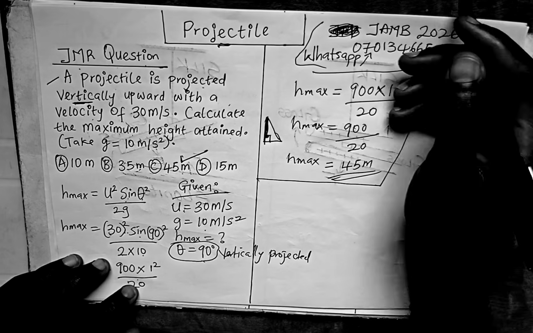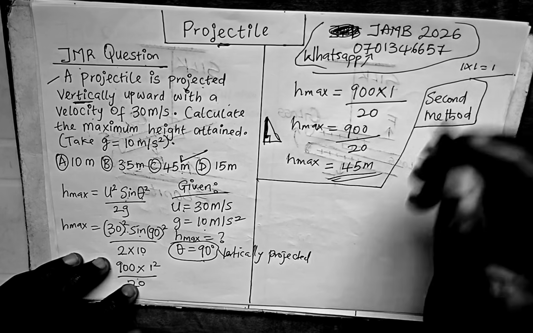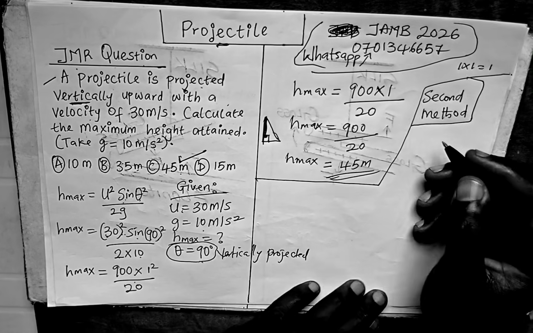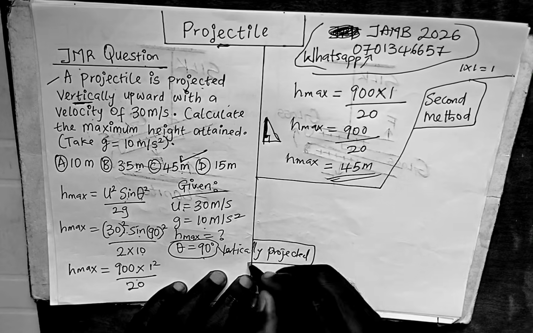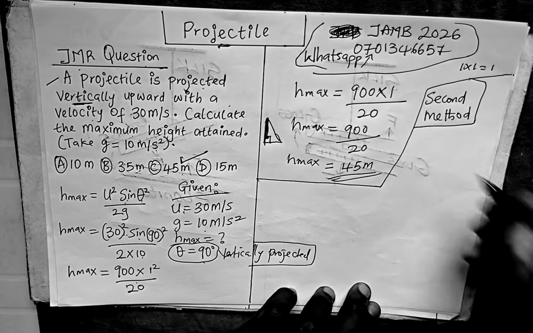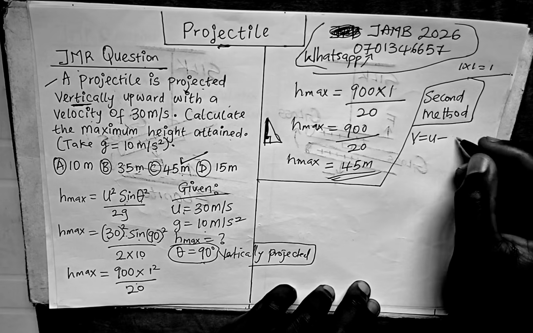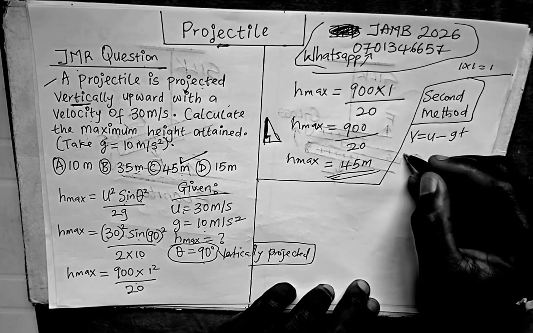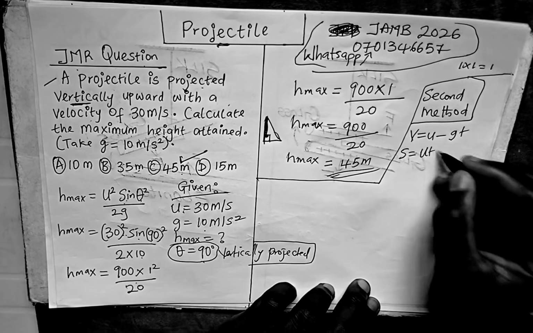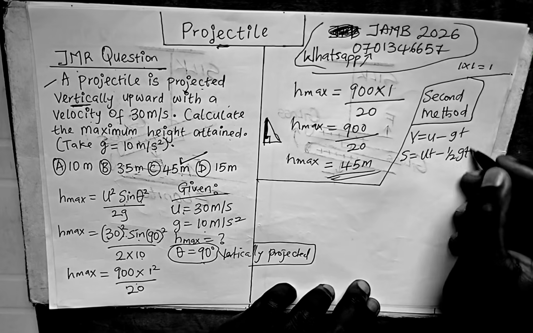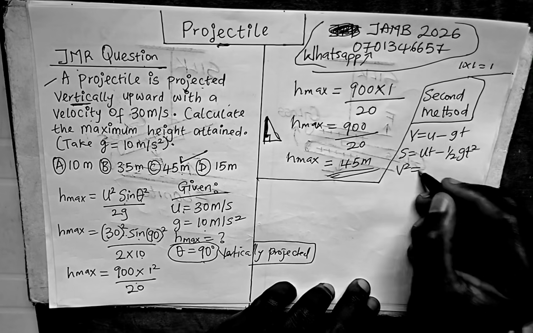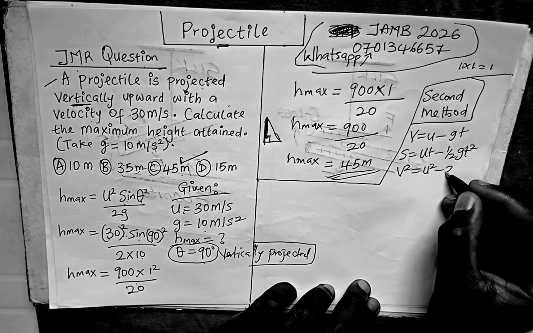So if we go back to the equations of motion under gravity, you have to write all of them out to find the one suitable for the calculation. We write the first, the second and the third. So v is equal to u minus gt. The second one is s is equal to ut minus 1 over 2 gt squared. The third one is v squared equal to u squared minus 2gs.